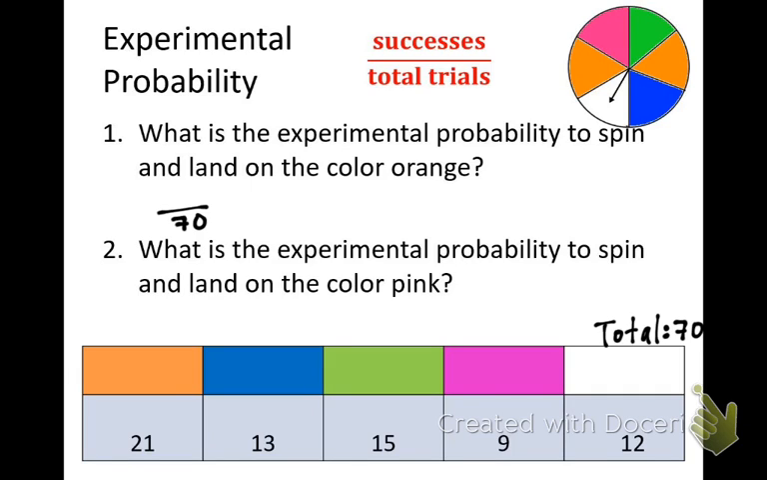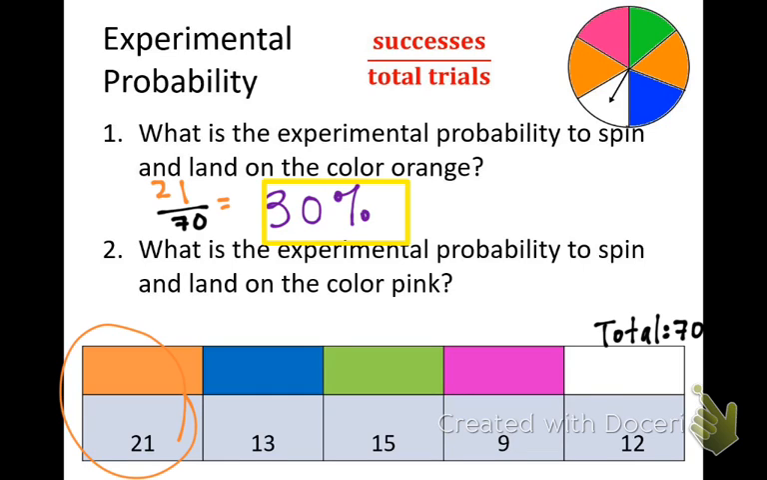What is the experimental probability to spin and land on the color orange? So how many times did we land on orange? 21. What does 21 over 70 become as a percent? It is 30%. So it's pretty close, actually, because we said it should land 33.3% of the time. They did 30%, so it's pretty close. A little less than what you would expect.